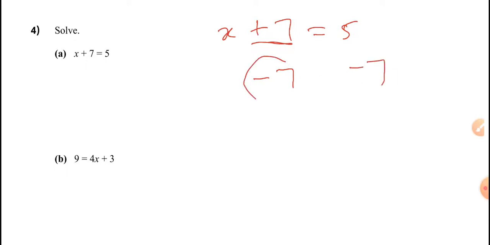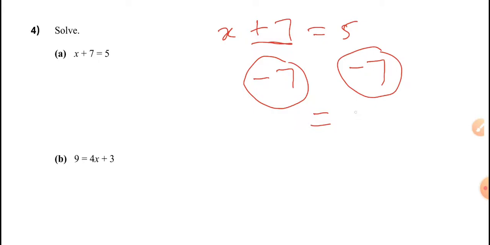x plus 7 is equal to 5. So the first thing we need to do, okay, so we'll copy it down, x plus 7 is equal to 5. So the first thing we'll do is we need to get rid of this plus 7. What's the opposite of plus 7? It's negative 7. So we'll take away 7 from both sides.